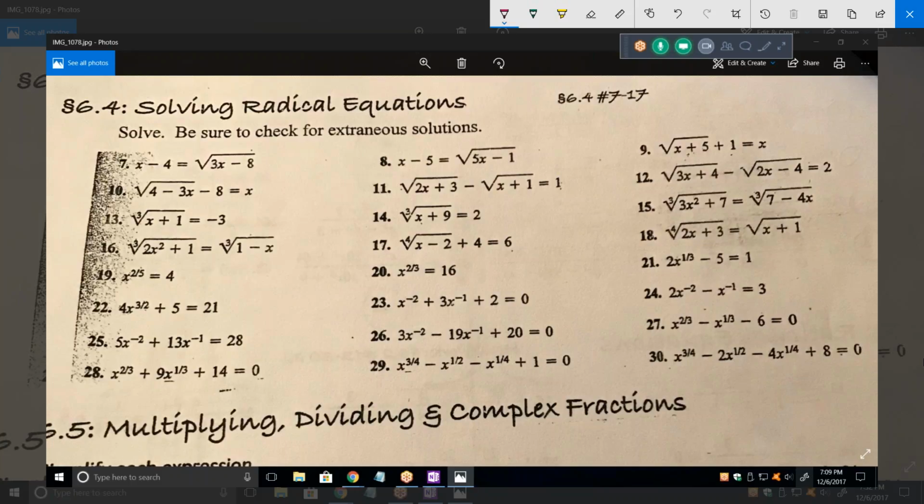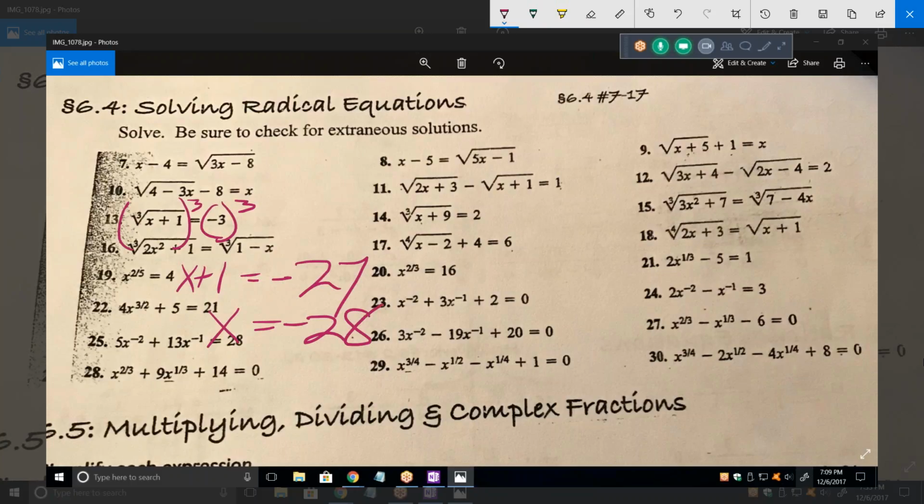So what do we do on 13? We have to just cube both sides. What's the left side become? x plus 1 equals negative 27. So x is equal to minus 28.